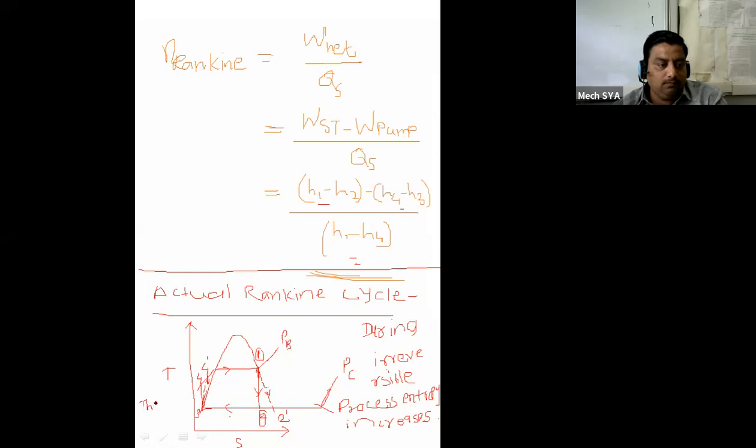Understand? Theoretical means 1 2 3 4 1. It is the theoretical Rankine cycle. And what is actual? 1 2 dash 3 4 dash, again 1. This represents the actual Rankine cycle, and this is the theoretical Rankine cycle. Okay, so this is the diagram. Now here we have to go for the efficiency calculation. So does everybody understand this?